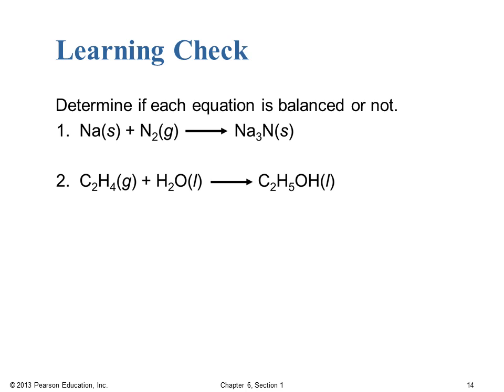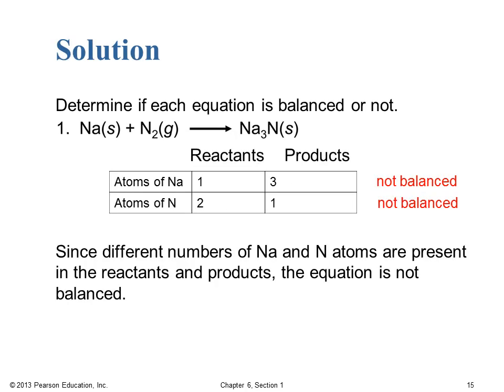And then number 2. We have C2, so 2 carbons on the left, and C2, 2 carbons on the right. Hydrogens, we have 4 from C2H4, and then 2 from H2O, so that's a total of 6. And then we have C2H5OH, which is a total of 6 as well. So 6 on the left, 6 on the right. Then we have 1 oxygen in the reactants in H2O, and 1 in the ethanol, C2H5OH. So number 2 is indeed balanced.